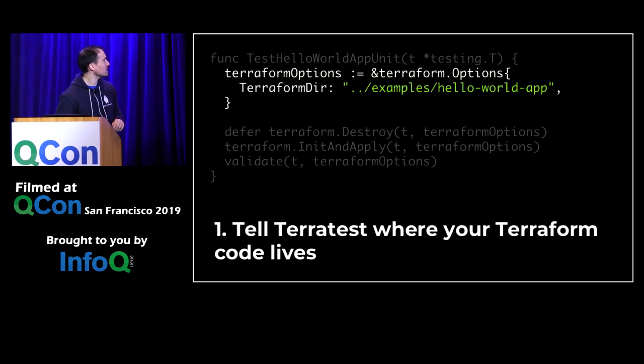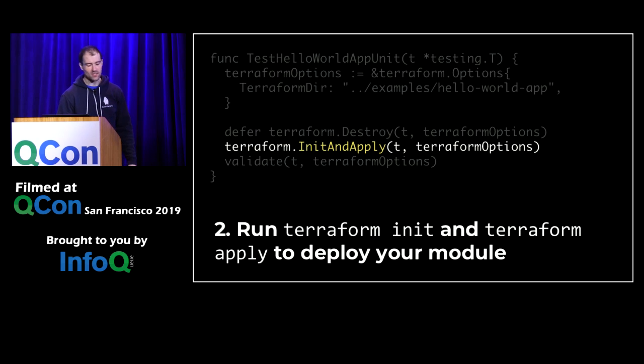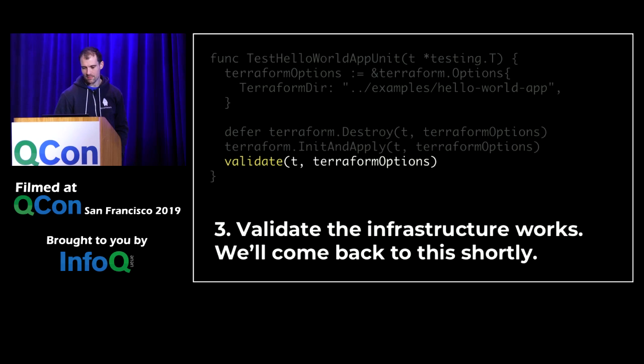So the first thing we do is we say, OK, here are my options for running Terraform. My code lives in this examples Hello World app folder. I then use a TerraTest function, terraform.init and apply, to run Terraform init and Terraform apply. So this will actually deploy into my AWS account. I'm then going to validate that the code is working, and I'll show you the contents of that in just a second.